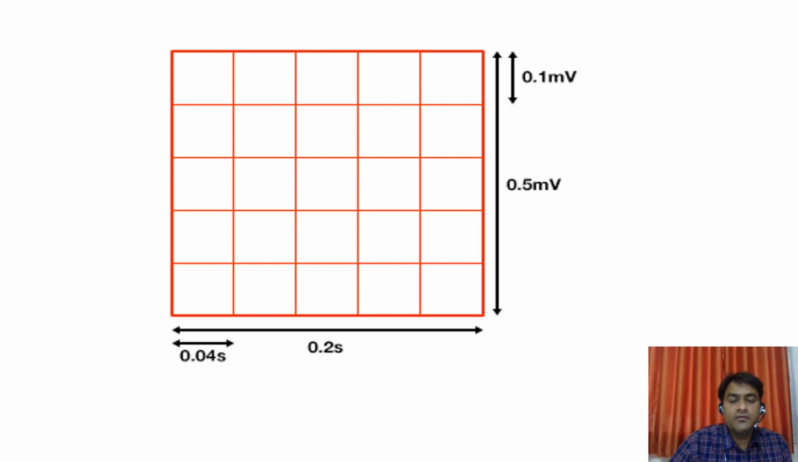On the y-axis, calibration: when a current of 1 millivolt is passed through the stylus, it deflects the stylus by 10 millimeters. So one small vertical square is 0.1 millivolt.